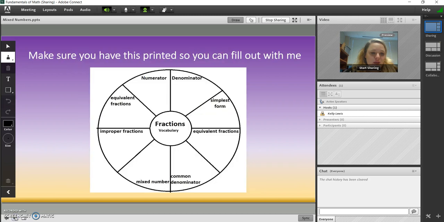All right, make sure you have this. I'm going to go over the improper fraction and mixed number piece.